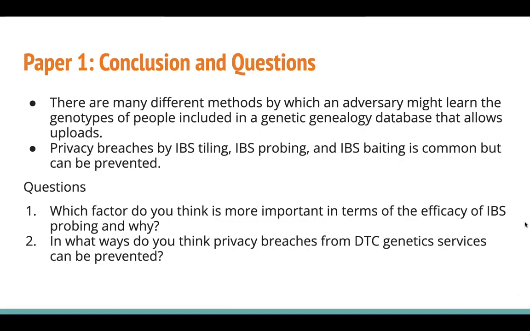Okay, so then the conclusion. We learned that there are many different methods where a user can learn the genotypes of the people included in the genetic database. Privacy breaches by IBS tiling, IBS probing, and IBS baiting are common, but they can be prevented. And so I have a few questions for the secondaries. Which factor do you think is more important in terms of the efficacy of IBS probing and why? And in what ways do you think privacy breaches from DTC genetic services can be prevented?